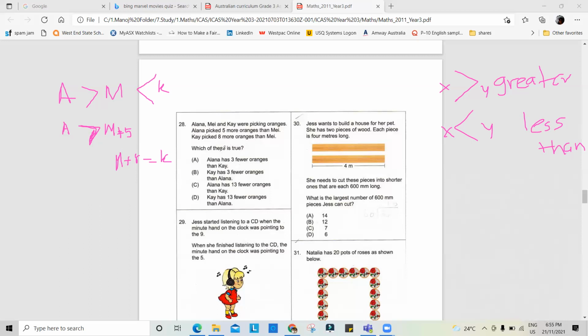Now, which is true? This is the relationship: Alana is bigger than May, and K is bigger than May. Sorry, A means Alana. Alana is bigger than May, K is bigger than May. Now, May is the smallest. Alana has 3 fewer oranges than K. Now, looking at that, which one would you choose?